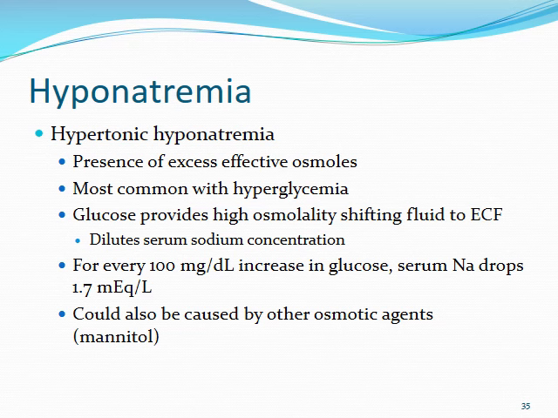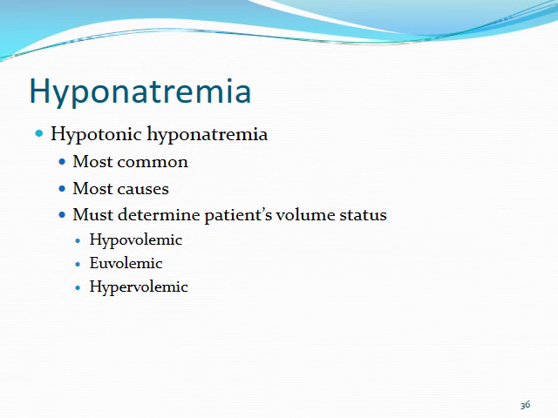Generally, for every 100 milligram per deciliter increase in glucose, you end up seeing your serum sodium drop by about 1.7 milliequivalents per liter. Other osmotic agents can do this, things like mannitol, but again, your diabetics are the ones you most commonly see this phenomenon occur in. So really, your serum sodium will read low, but the total body concentration of sodium may not actually be that low, unless you're having increased losses due to polyuria or something like that.